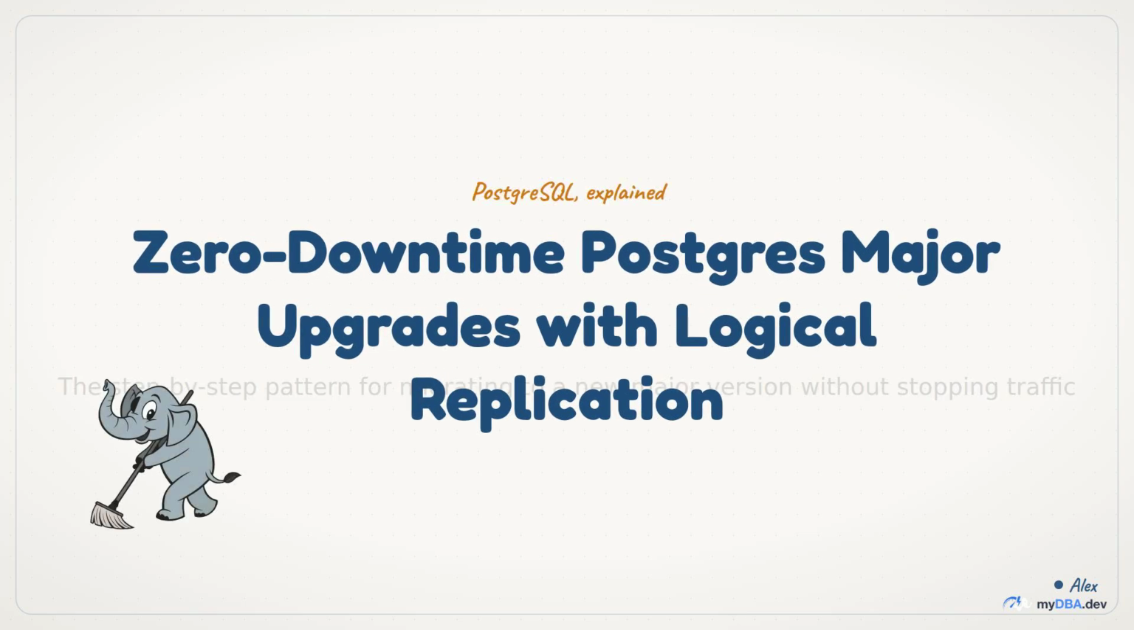Major version upgrades are one of the scariest operations in Postgres. The old pg_upgrade approach typically requires downtime, and while it's fast, rolling back requires restoring from a backup if something goes wrong. So what's the alternative?